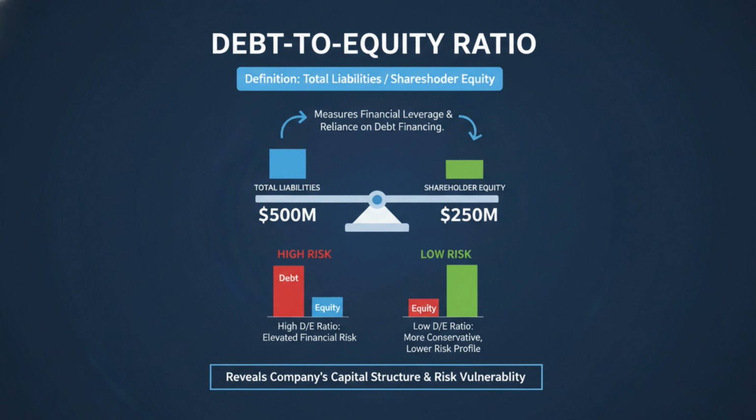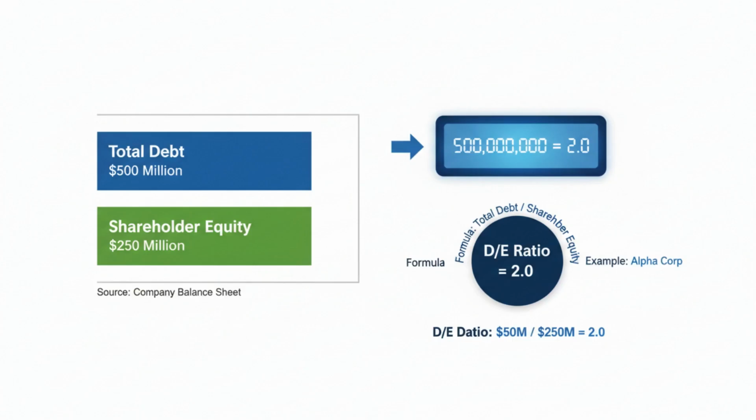This ratio provides vital insights into the company's capital structure, giving us a clear picture of its overall financial risk profile and its potential vulnerability to economic downturns or rising interest rates. Calculating the debt-to-equity ratio is straightforward, yet incredibly revealing. The formula is simply total debt divided by shareholder equity.